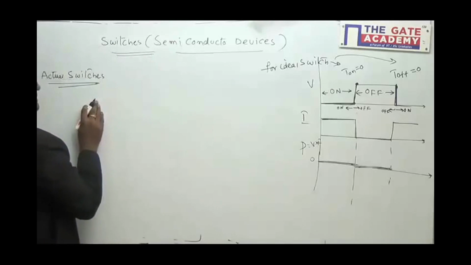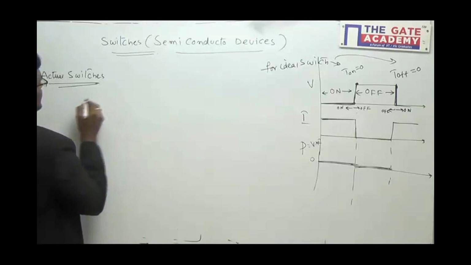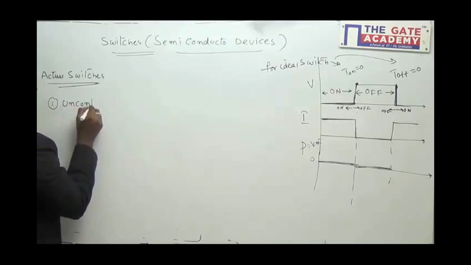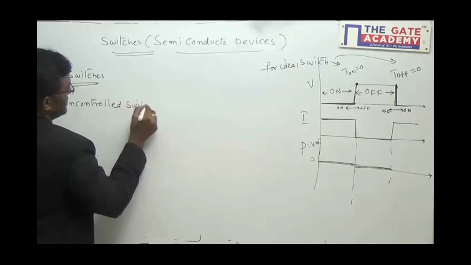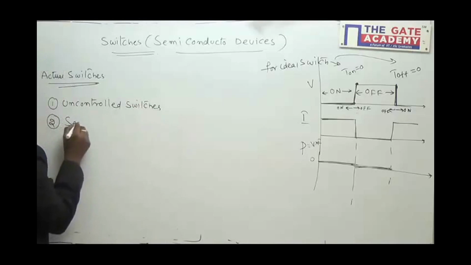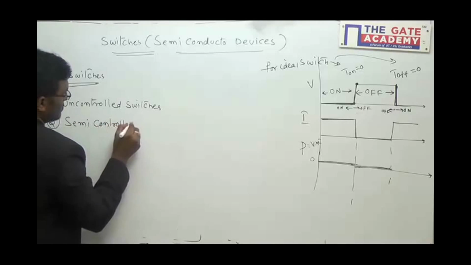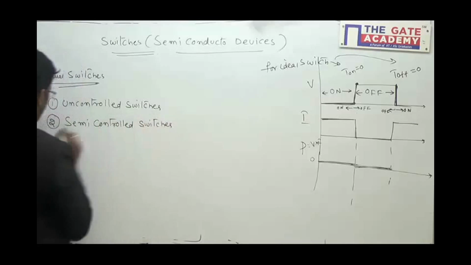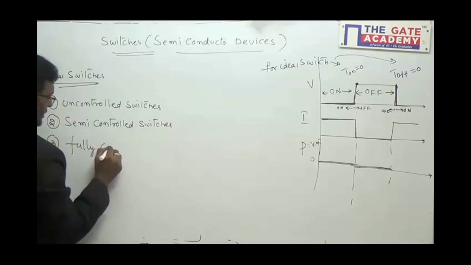Actual switches, broadly they are divided into 3 types. One is uncontrolled switches or semiconductor devices, the second is semi-controlled, and the third is fully controlled.